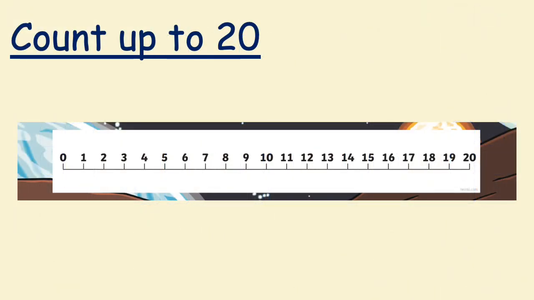Now, can we use that pattern to do some counting now? So we're going to whisper the ones, the odd numbers, and we're going to say the twos, the even numbers. Are you ready? Starting at zero. Zero, one, two, three, four, five, six, seven, eight, nine, 10, 11, 12, 13, 14, 15, 16, 17, 18, 19, 20. Fantastic.